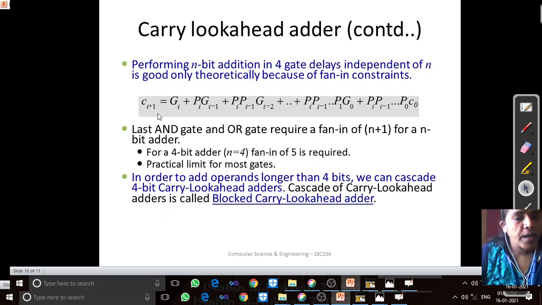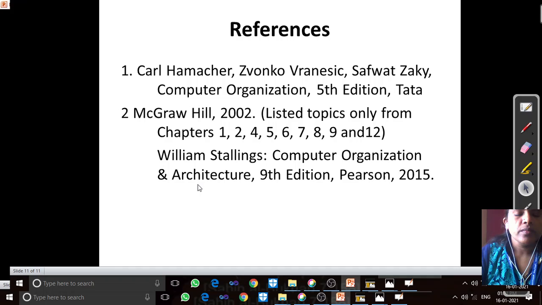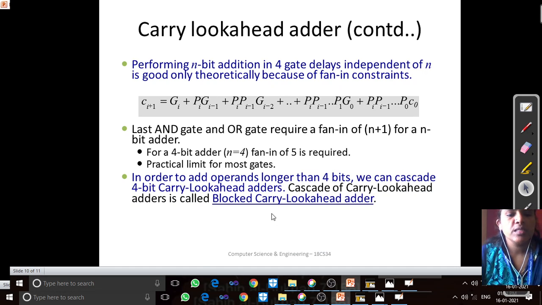So what you can do is design a cascade of carry look ahead adders. Cascade is nothing but building 4-bit carry look ahead adders and adding them together, like a design in the form of a chain. Here it is called a blocked carry look ahead adder.